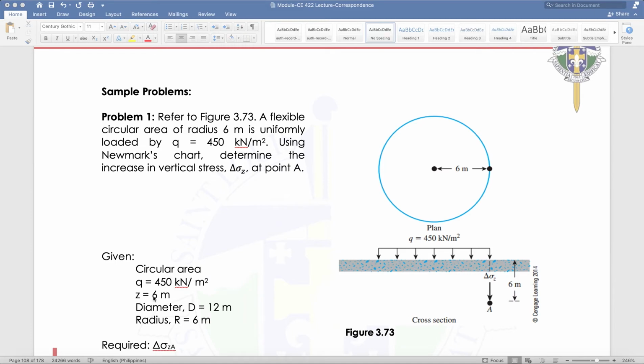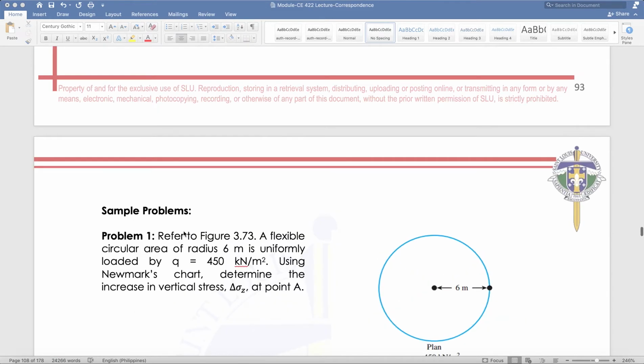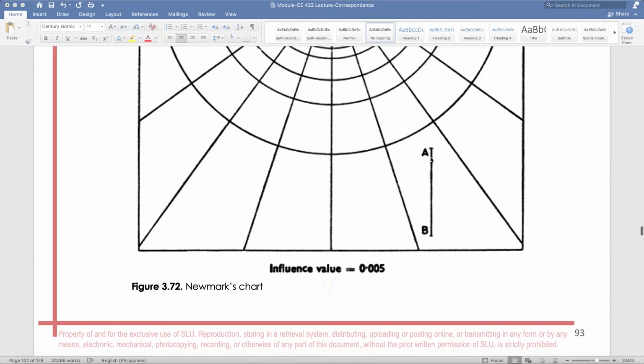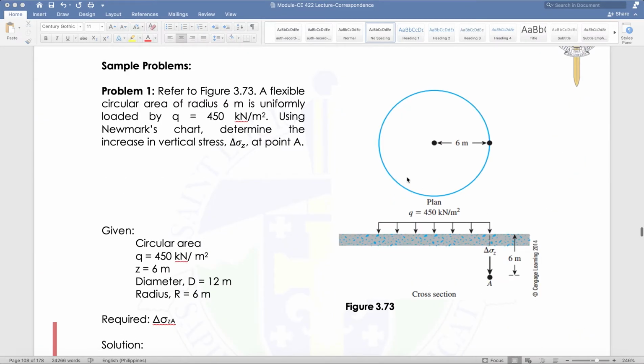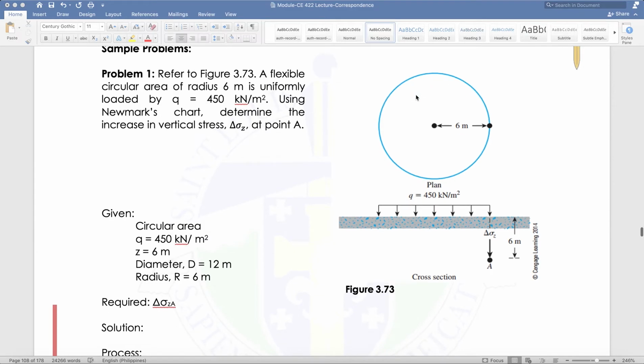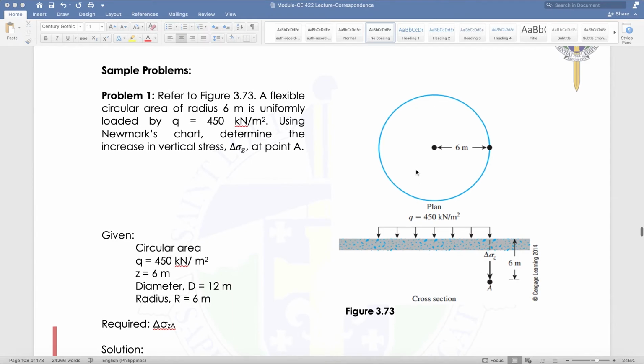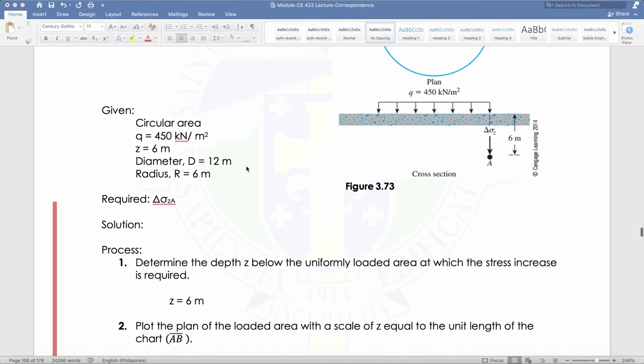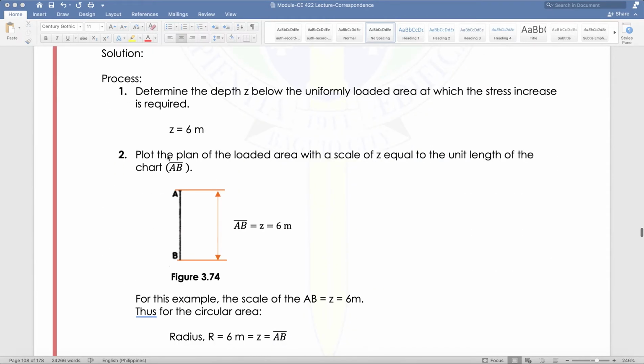Importante na determine natin yung z, because here, yung z na yan na yung magiging scale natin. Ibig sabihin, this distance here is 6 meters. So i-scale na natin, and it so happens here that the radius is 6 meters and nag-coincide siya sa z. So from this point to this point is 6 meters. Tama? So A to B is 6 meters.